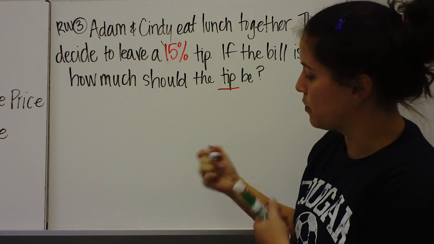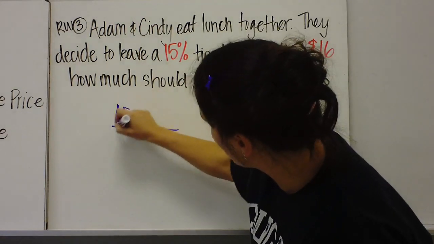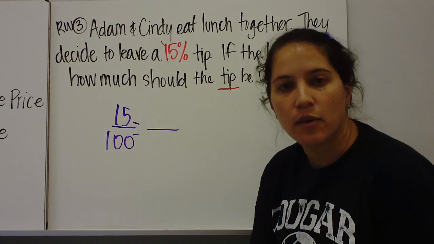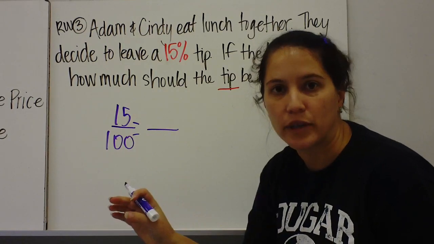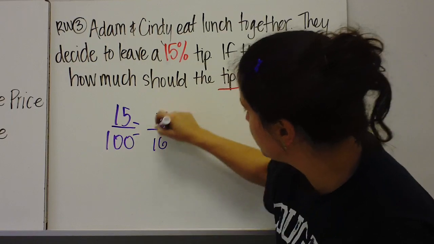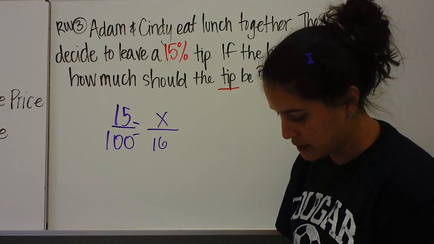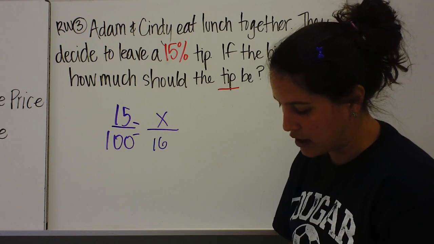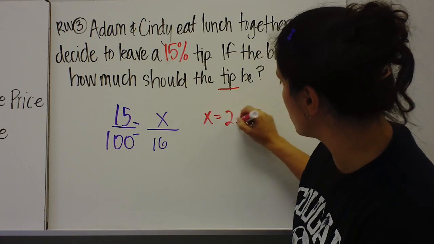So you're going to set up your proportion. 15 over 100. $16. What does that represent? Does that represent the part, 15%, or does that represent the total bill? That represents the total bill. So that goes on the bottom. And then you're going to cross multiply. 15 times 16 divided by 100. And we get x equals 2.4.